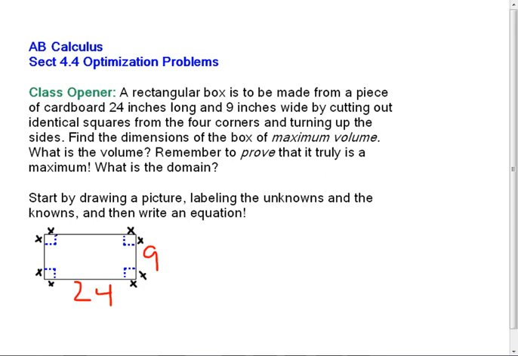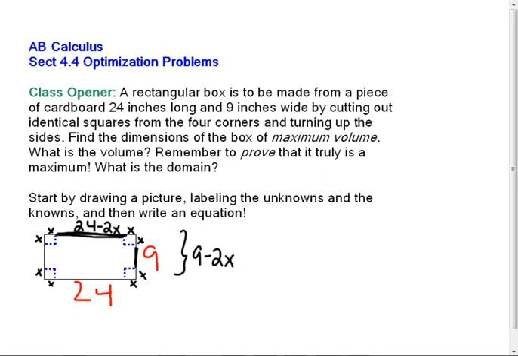So what's this length that's left? Well, this whole length is 24, but I cut out 2 of the corners. Right, 24 minus 2x. What's this side? You have a length of 9, but I cut out these 2 little corners. 9 minus 2x. Yeah, the little piece is 9 minus 2x.